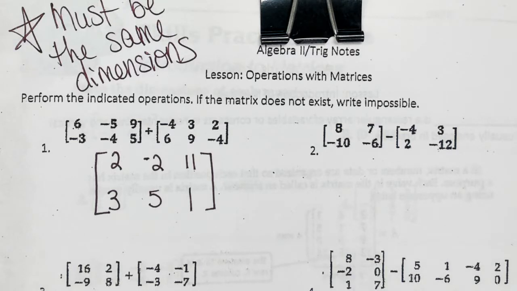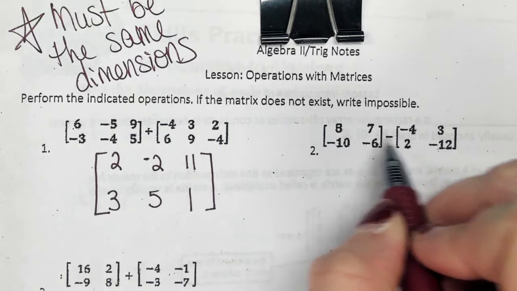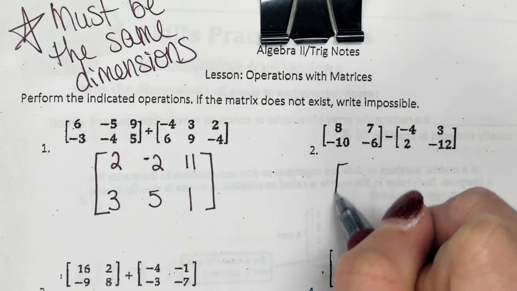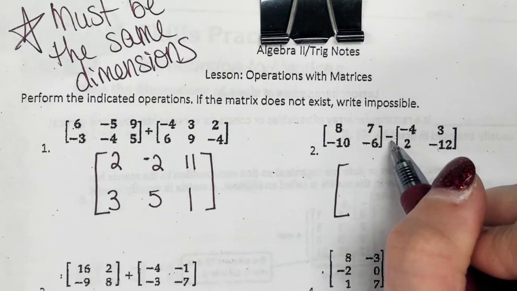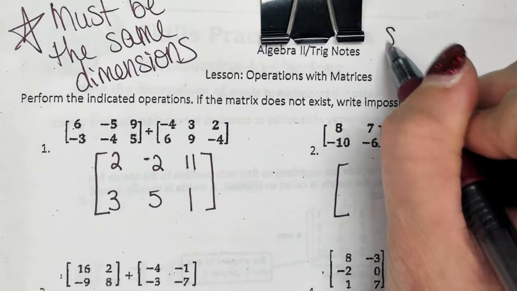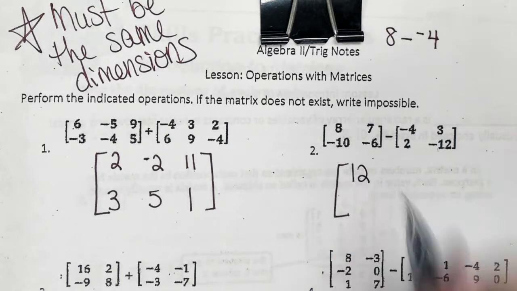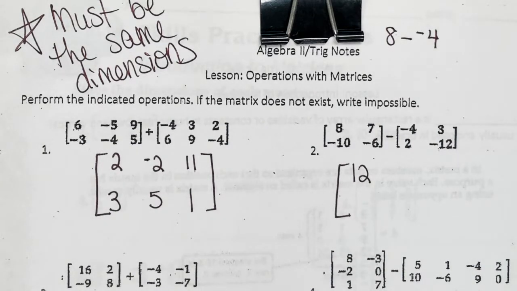All right, number 2. What operation am I doing on number 2? You're going to subtract. Are they the same size? You can't subtract them unless they're the same size. Yes, they are. There you go. So you've got 8 subtract -4. So you're going to type that in your calculator. 8 subtract -4. How much do you get? +12. There you go. All right, see if you can finish out and find the other 3 numbers, okay?